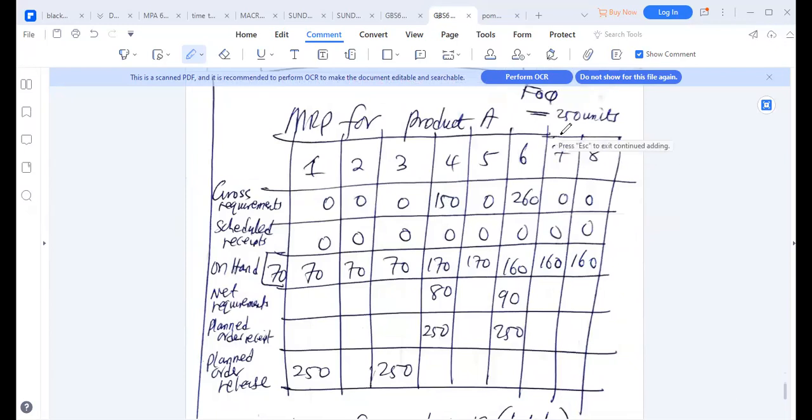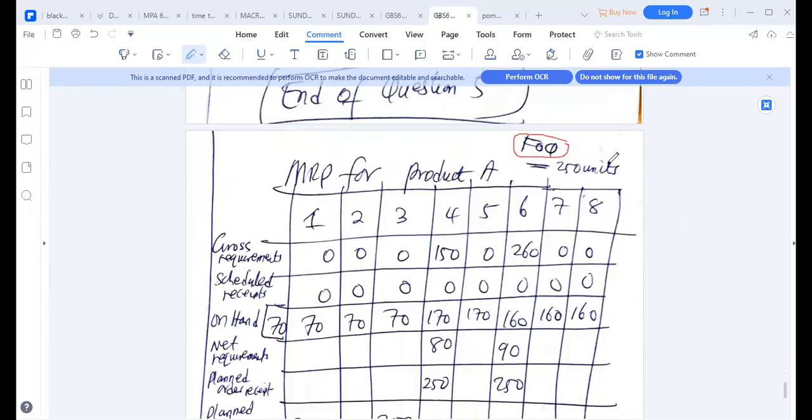That is for MRP for product A. We are using the fixed order quantity, FOQ, not lot for lot at this time. We are using the fixed order quantity of 250 units. Okay, so meaning we are going to have 1, 2, 3, 4, 5, 6, 7, 8.